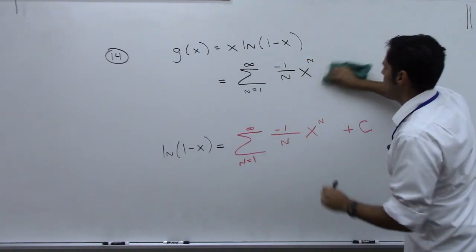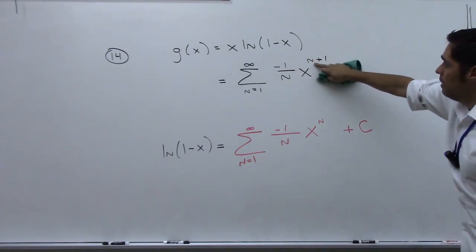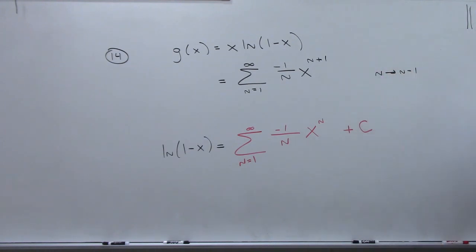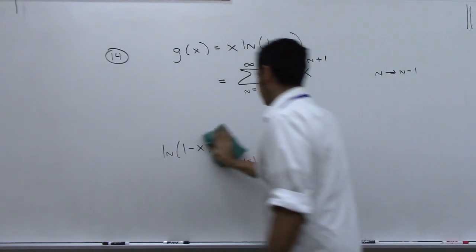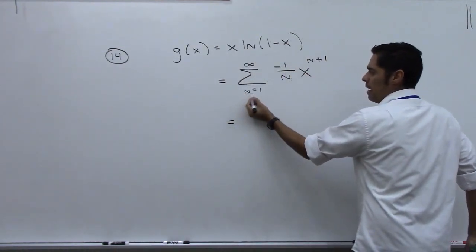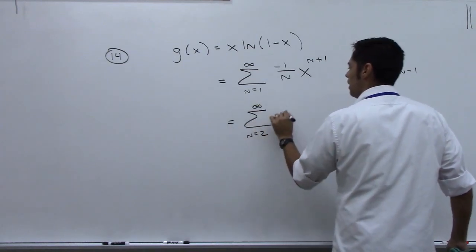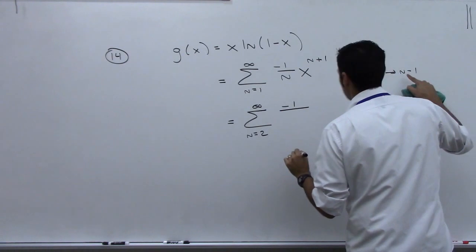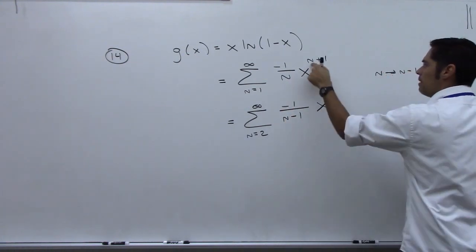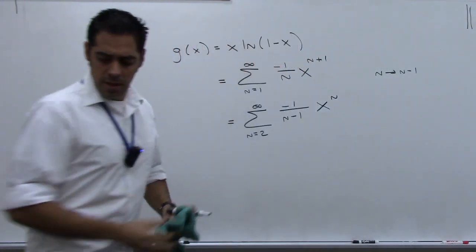But that x can join with this one, n plus 1. And now let's get this to be an n instead of n plus 1. So I'm going to replace n with n minus 1. And when I do that, if I replace that with n minus 1 and add 1 to both sides, I get sum n equals 2 to infinity, negative 1 over, I'm replacing n with n minus 1, so that's n minus 1. x to the n minus 1 plus 1 is just n. So that would be your power series representation of g.